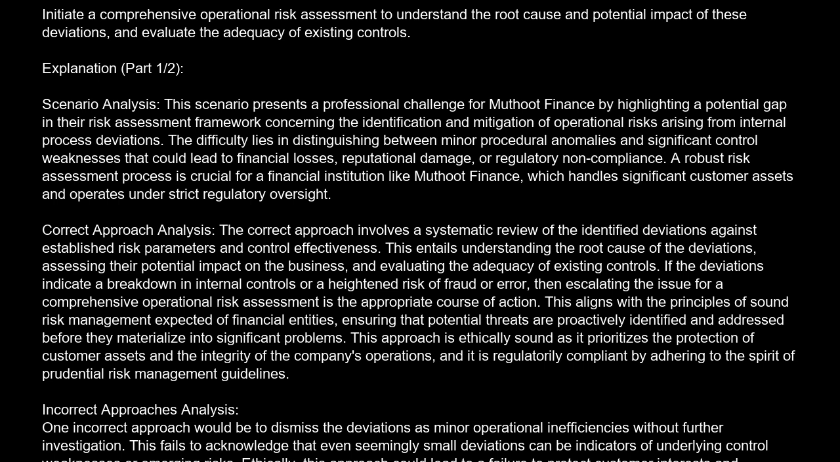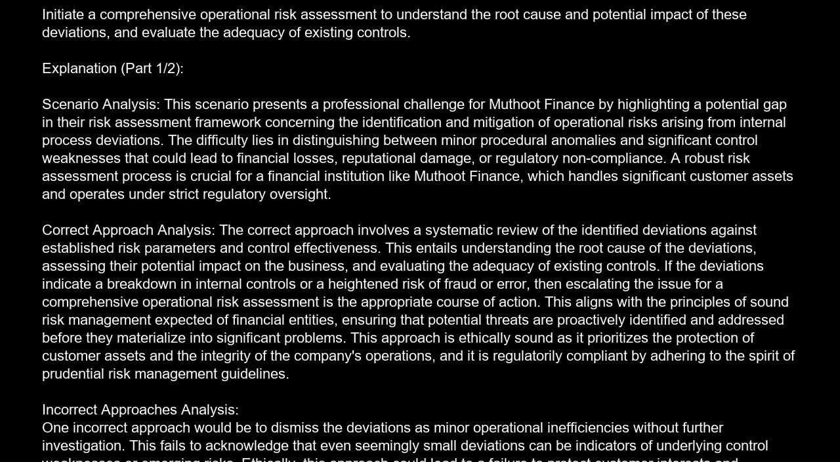The difficulty lies in distinguishing between minor procedural anomalies and significant control weaknesses that could lead to financial losses, reputational damage, or regulatory noncompliance. A robust risk assessment process is crucial for a financial institution like Muthoot Finance, which handles significant customer assets and operates under strict regulatory oversight.